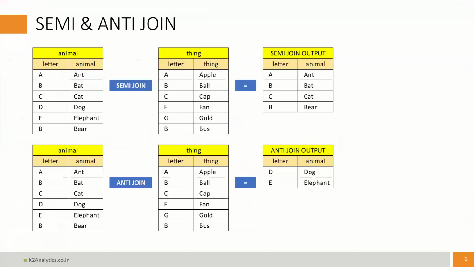There is another type of join which is called anti-join. In an anti-join, we require the output from the left table where the identifiers are not present in the right table. So here D and E, these two letters are not present in the right table. So I want the output to have only those records. This is the opposite of semi-join.